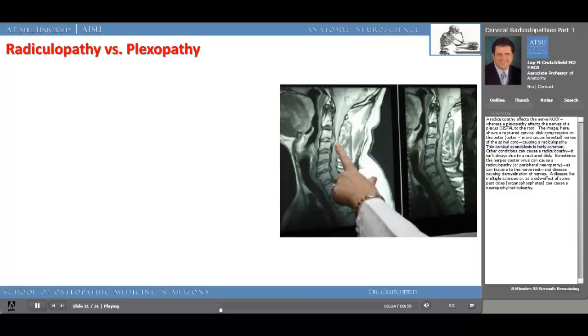Other conditions can cause a radiculopathy. It isn't always due to a ruptured disc. Sometimes the herpes zoster virus can cause a radiculopathy or a peripheral neuropathy, as can trauma to the nerve root and disease causing demyelination of nerves. A disease like multiple sclerosis, or as a side effect of some pesticides, organophosphates, can cause a neuropathy/radiculopathy.